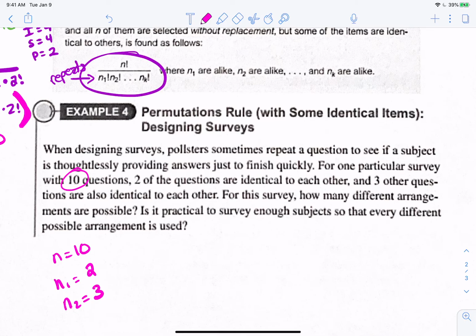For this survey, how many different arrangements are possible? Because I'm basically repeating the same question twice. So how would I do this? Well, you go 10 factorial over 2 factorial times 3 factorial.